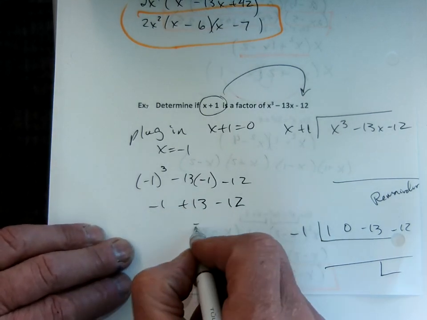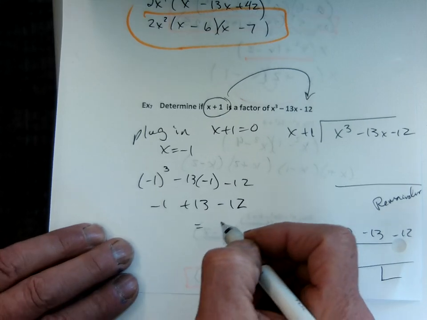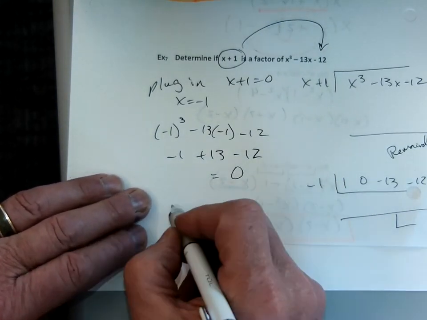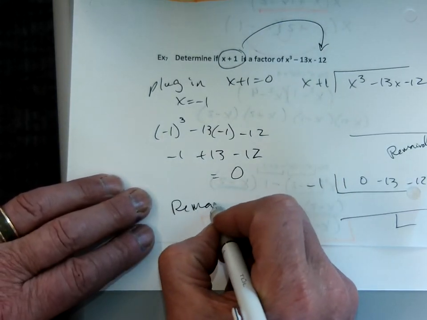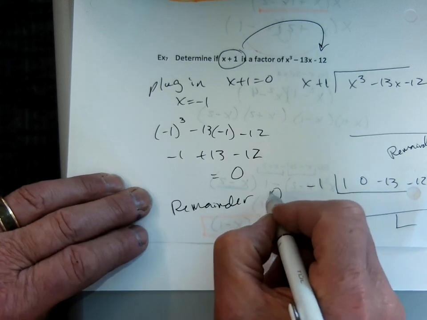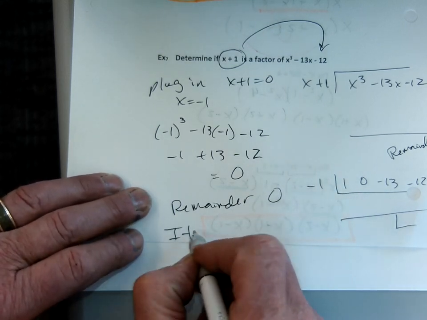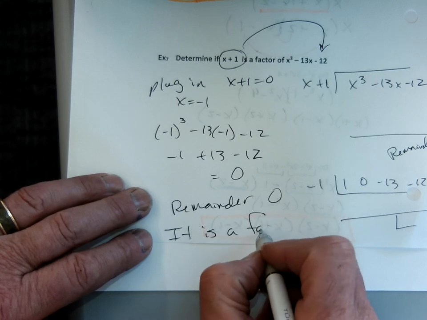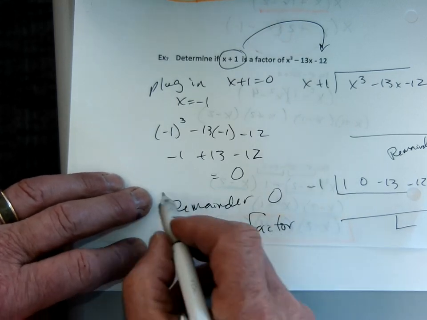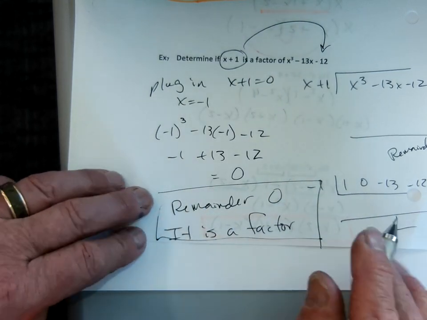What do you get for an answer? 0. So that's my remainder. So it's a factor. Yes, it is a factor because it goes in evenly. The remainder is 0. Okay?